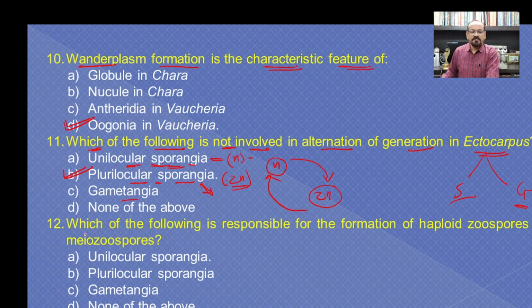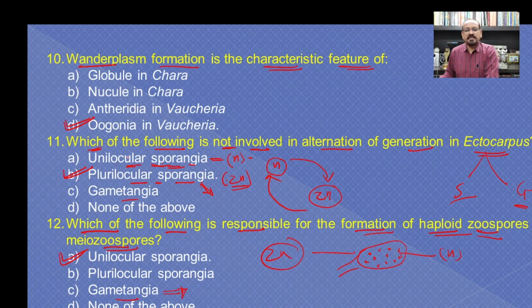Then, which of the following is responsible for the formation of haploid zoospores or meiospores? If you see the diploid plant body, on it there is formation of the unilocular sporangia, in which there is formation of meiospores which are haploid. So the answer now becomes the unilocular sporangia, while in the gametangia there is formation of the gametes or isogametes.